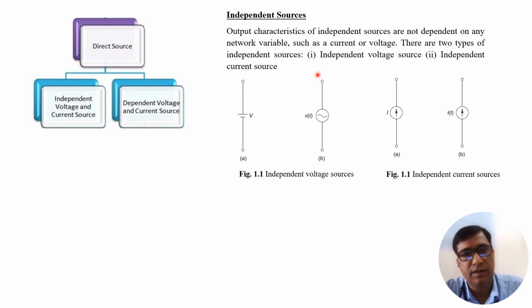There are two types of independent source. The first one is the independent voltage source, this one, and the second is the independent current source. These are the DC sources, and this is the symbol of an AC voltage source, that is independent. These are the values of current. I(t) means it is variable in nature, and this is DC, where the magnitude as well as direction is kept constant.